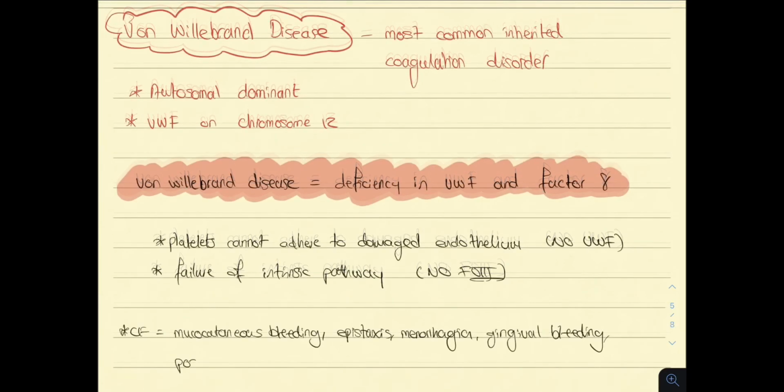The clinical features are sort of a combination of both mucocutaneous and deep tissue bleeding, as this pathology affects both primary and secondary hemostasis. However, patients tend to present more with mucocutaneous features, including epistaxis, purpura, menorrhagia, and gingival bleeding.